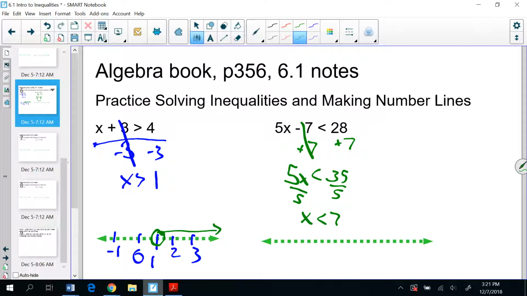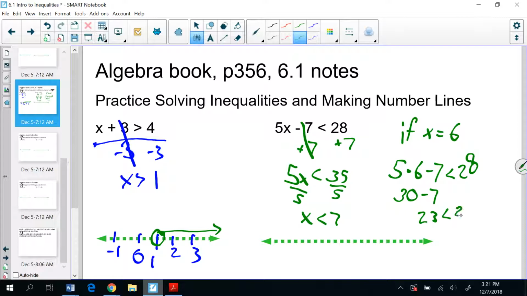I can test this and see if any point less than 7 would still work. I might want it to be something that I can still see reasonably closely will work. So I'm going to just plug in 6. 6 is 1 less than 7. So if x equals 6, I will have 5 times 6 minus 7 has to be less than 28. So let's check that. 5 times 6 is 30. 30 minus 7 is 23. 23 is less than 28.